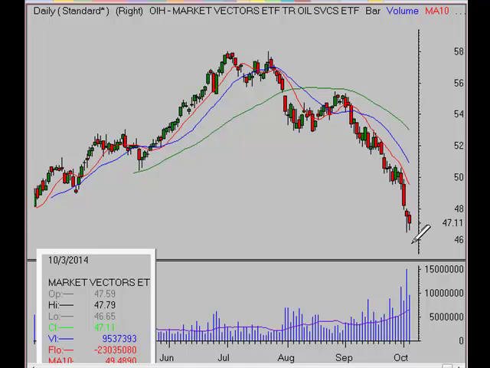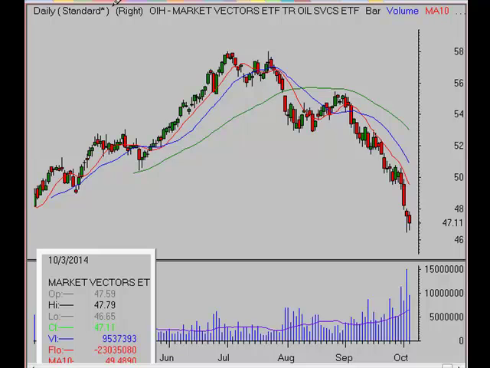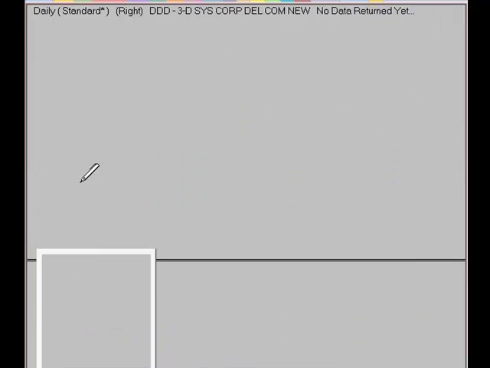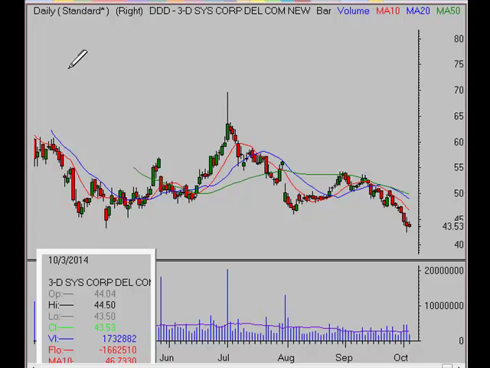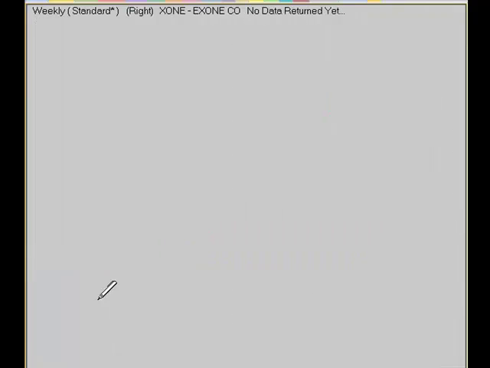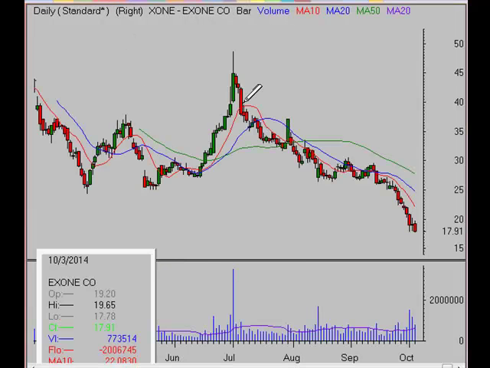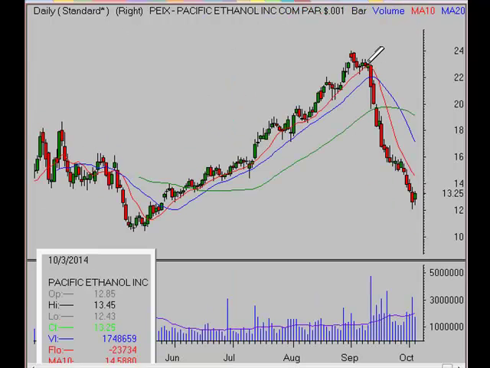Oil service closing right down near its lows and really showing a horrible decline the last few weeks. So again, these are the types of indexes and stocks you want to study, and think about the stories that we've been told in these names. XONE, which is down at all-time lows after having huge rallies in here. Stocks like PEIX that are just getting hit hard. They were in beautiful uptrends.